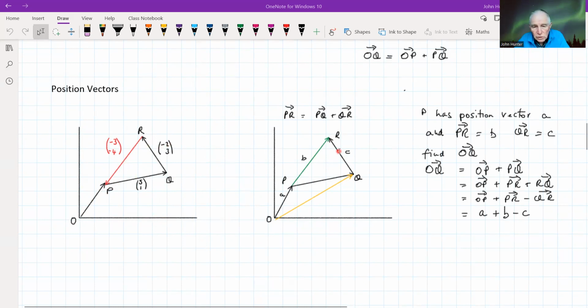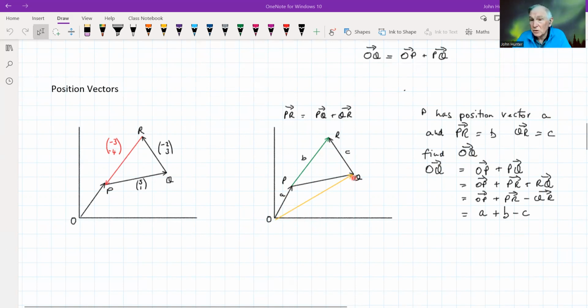Okay, so if we just look at this example here, PR equals PQ plus QR. We talked about that before. But here, we're told that P has a position vector a, that means that OP is a vector value a. And if we're also told that PR is b and QR is c, find the value of OQ. There we go.